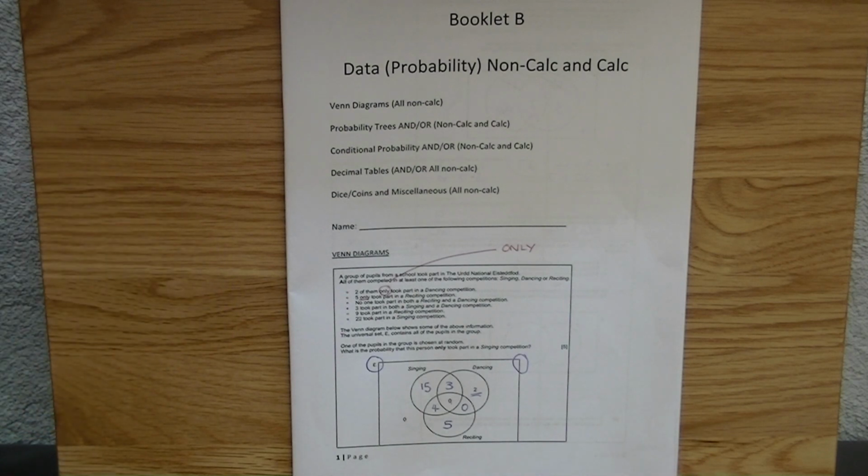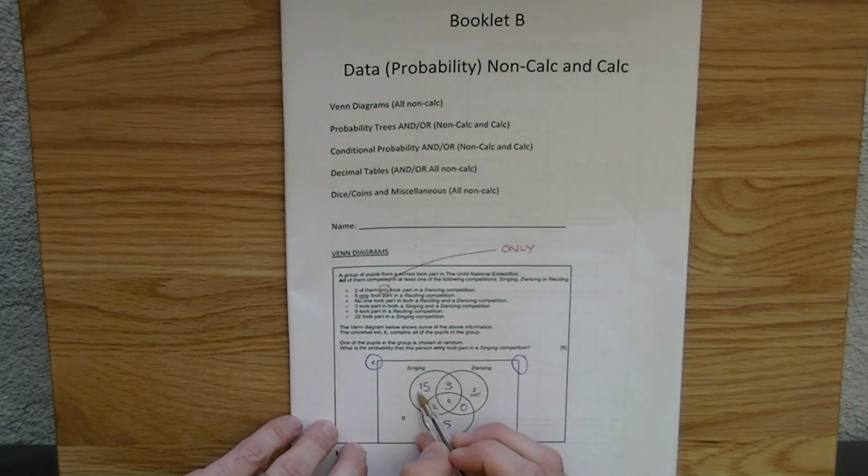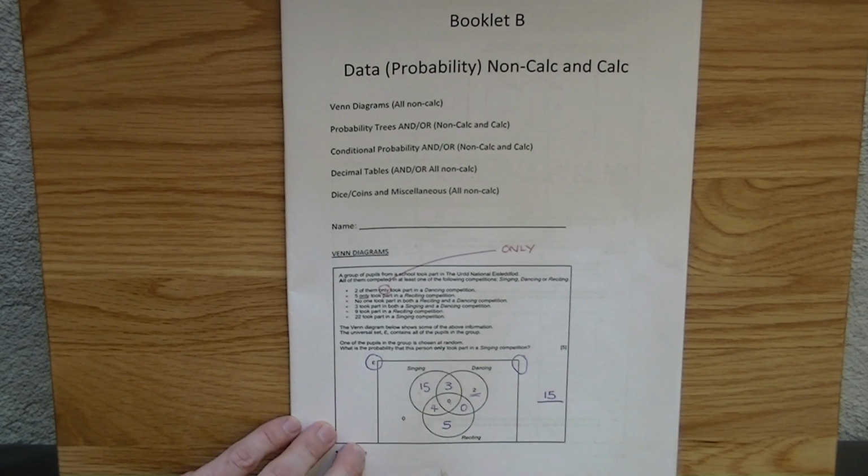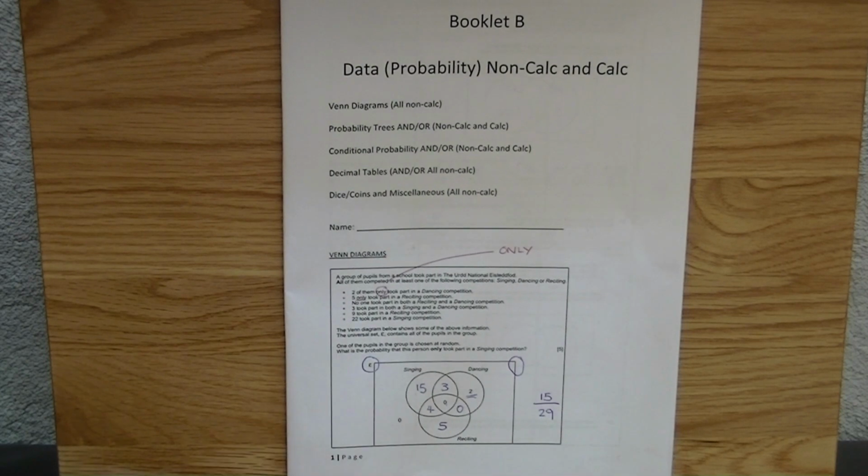Now, is there a part B? There is. What is the probability that the person chosen only took part in a singing competition? Okay, only in bold. So we're looking for the only singers with these 15. Okay, 15 out of, quick tot up, 18, 22, 24. I make that 29. You tell me if I'm wrong. Let's get into the booklet.